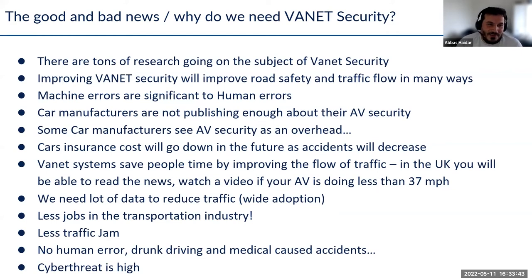But going back to the positive stuff, car insurance is going to drop. It's definitely going to go down in the future because accidents will decrease. I don't know, we might have another kind of car insurance. VANET systems, if we maintain their security as well, are helping us improve the flow of traffic. And as I explained at the beginning, in the UK, I think if you are doing 37 miles per hour or less, you can read the news, you can watch a video, you don't need to do anything. I don't know if this law is in action or is going to be in action soon, but I definitely heard about it 3 weeks ago on the radio.